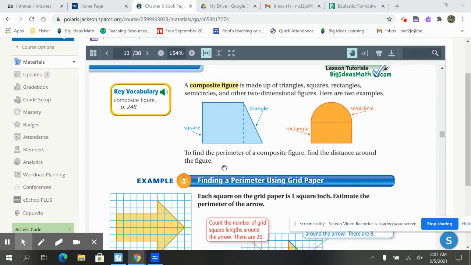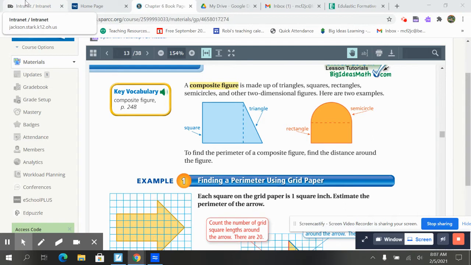And that's just simply figures made up of triangles, squares, rectangles, semicircles, circles, two-dimensional figures. Okay, they're flat, they're not 3D, which is good at the moment.